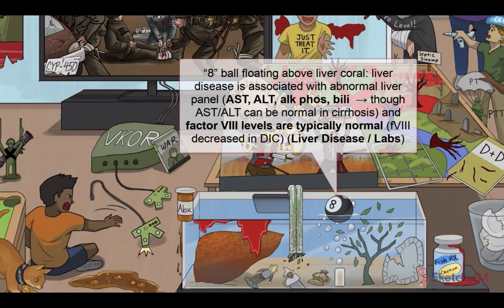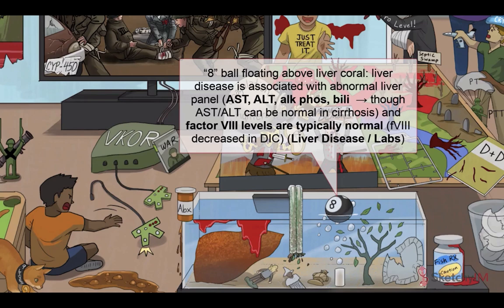And factor VIII levels will usually be normal in liver disease because it's also produced in endothelial cells, which is why the 8 ball is defying the laws of physics by floating up to the top of the tank. In DIC, however, factor VIII levels will be low. Some clinicians might even order a factor VIII level to help differentiate between DIC and liver disease related coagulopathy. The big clue pointing to liver disease over DIC?